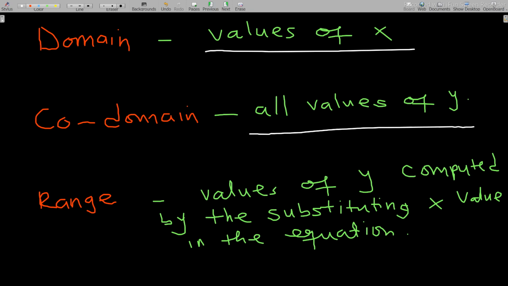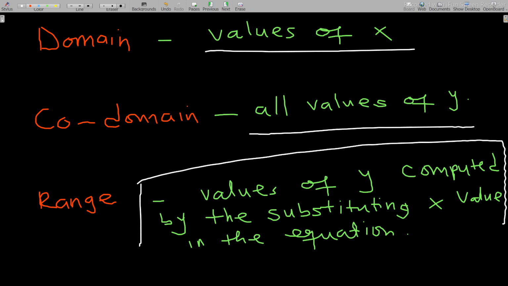Now we have a problem here. This one is always confusing students. What is the range? The range is the values of y computed by substituting x values in the equation.